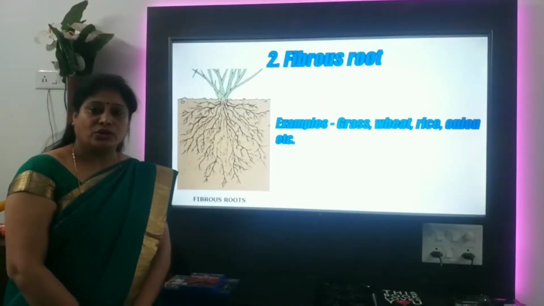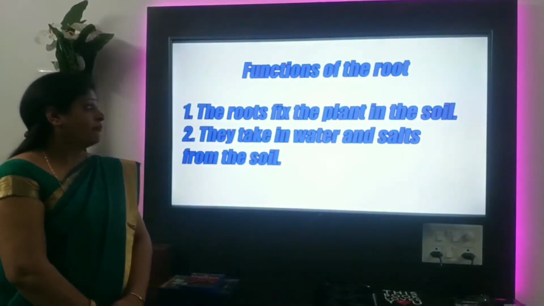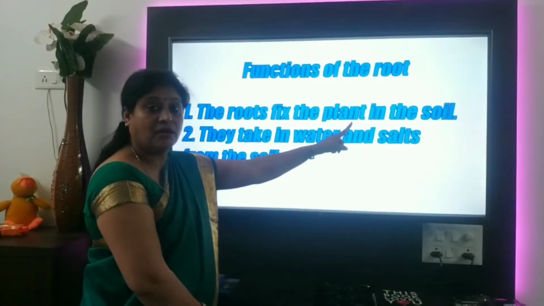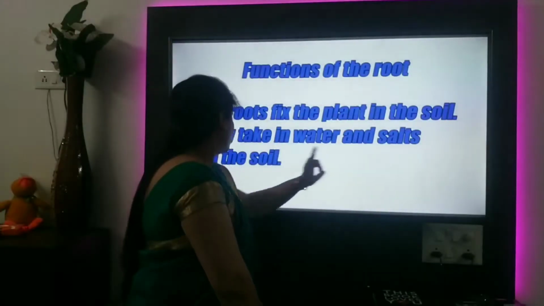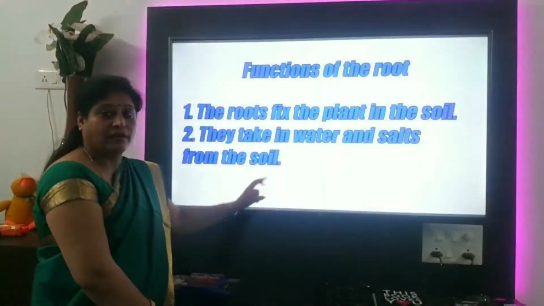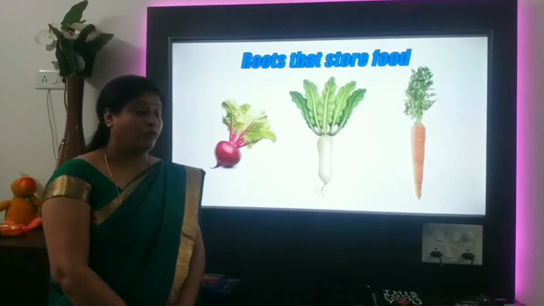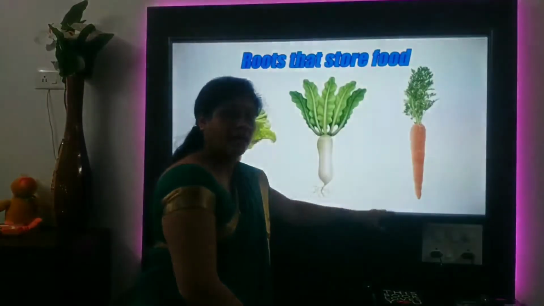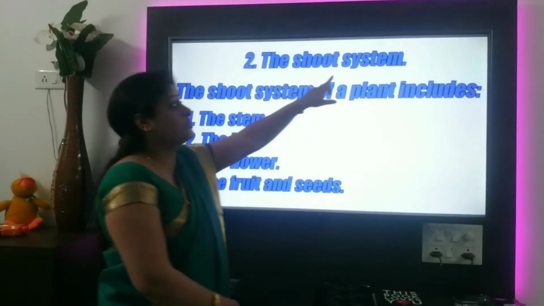Now children, we are going to learn about functions of the root. Functions of roots are: the roots fix the plant in the soil. They take in water and salt from the soil. Children, some plants have roots that store extra food like beetroot, radish, carrot, etc. Now children, we are going to learn about the shoot system.